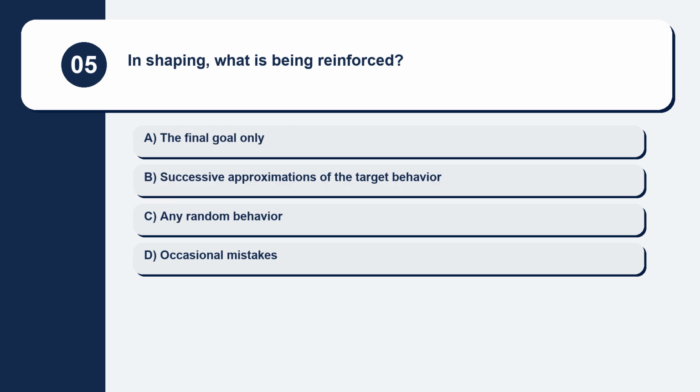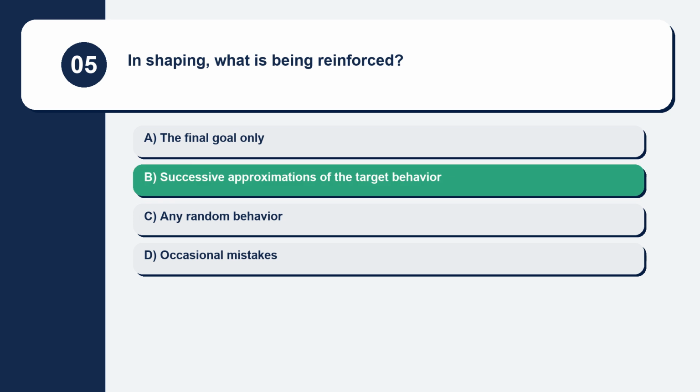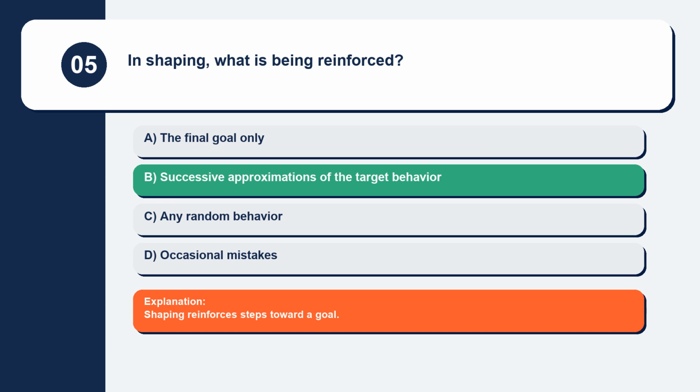Question 5. In shaping, what is being reinforced? The final goal only. Successive approximations of the target behavior. Any random behavior. Occasional mistakes. Shaping reinforces steps toward a goal.